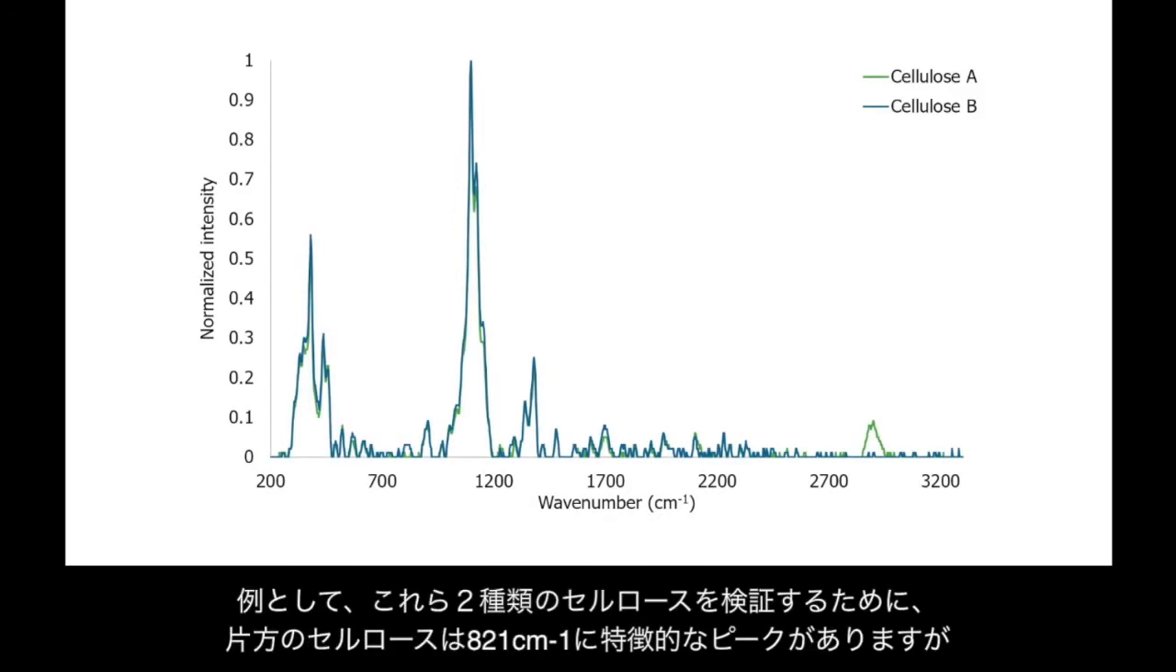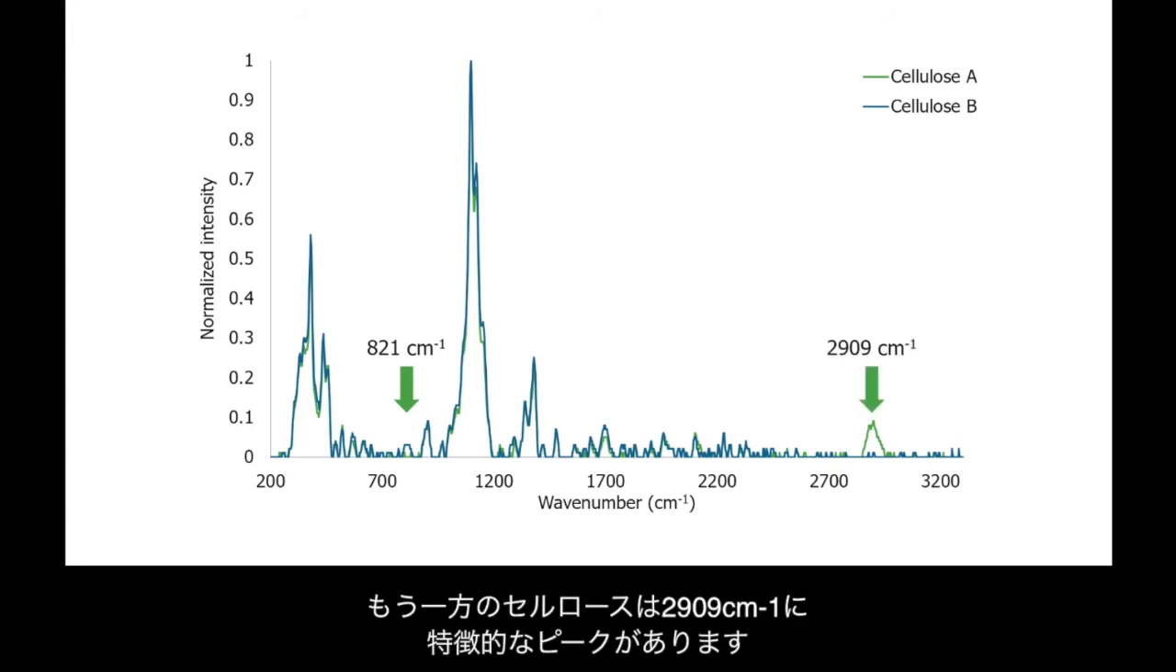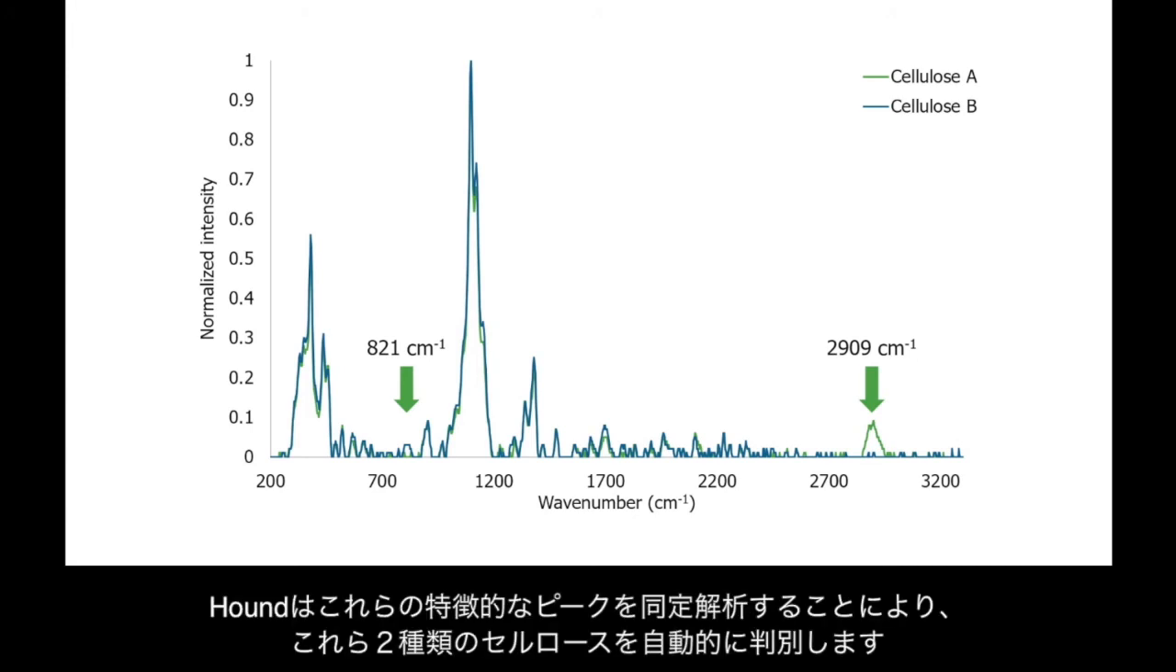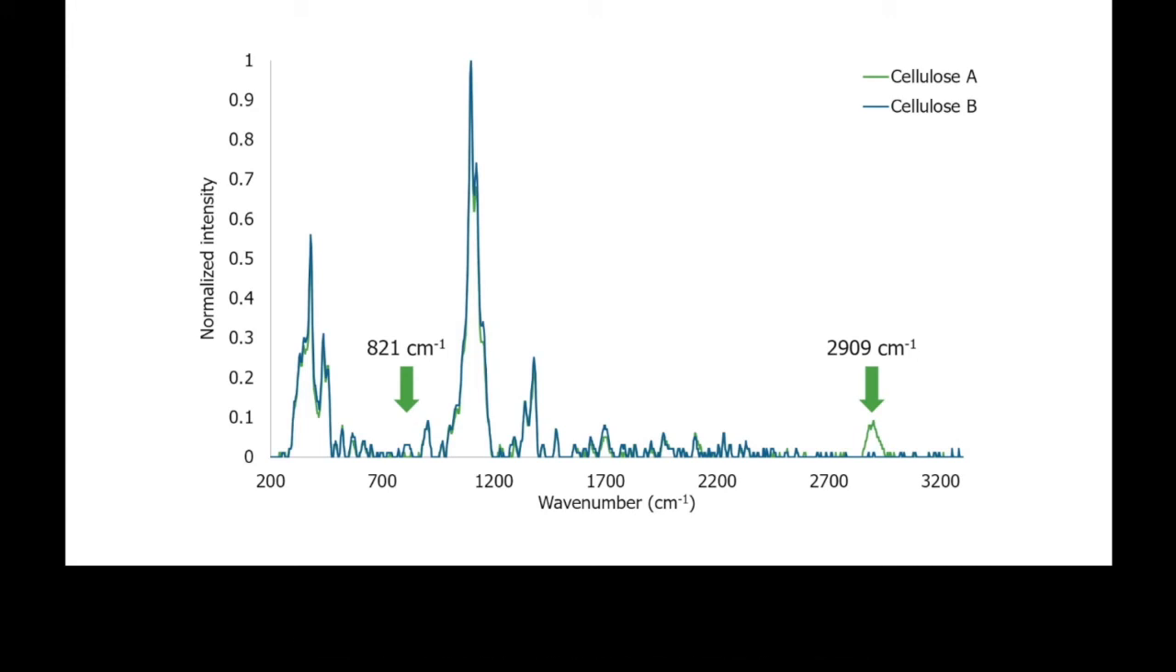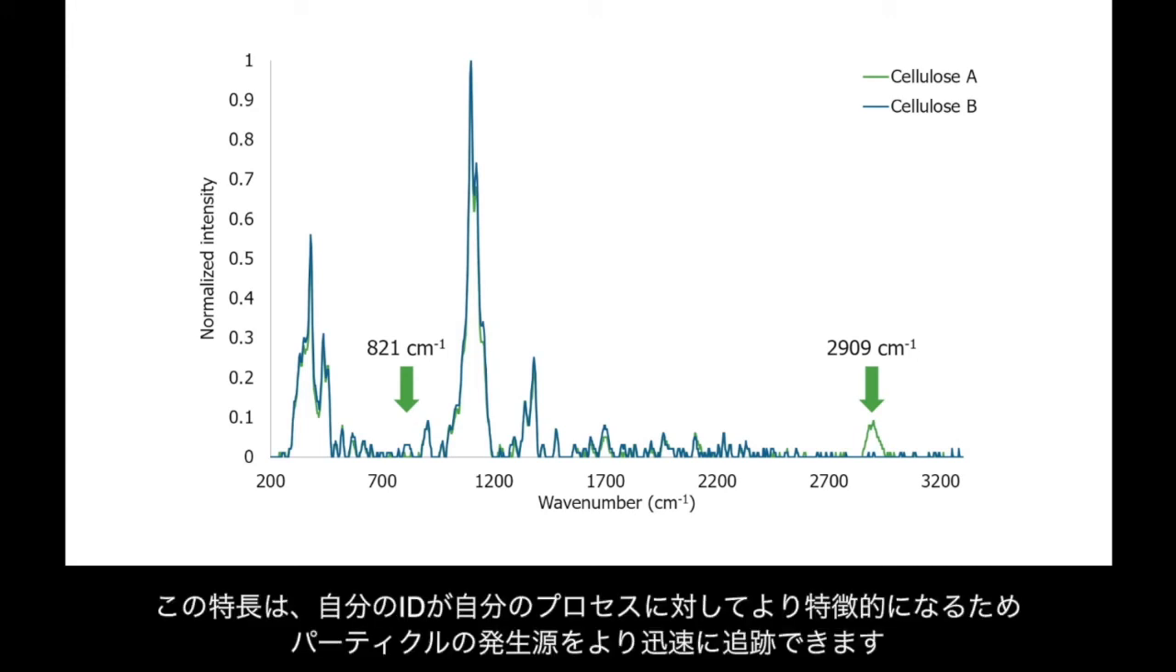Look at these two types of cellulose as an example. One type of cellulose has a unique peak at 821 wave number, but the other has a unique peak at 2909 wave number. Hound automatically distinguishes between these two types of cellulose by identifying these unique peaks. This feature makes my ID more specific to my process, so I can trace particles back to their source faster.